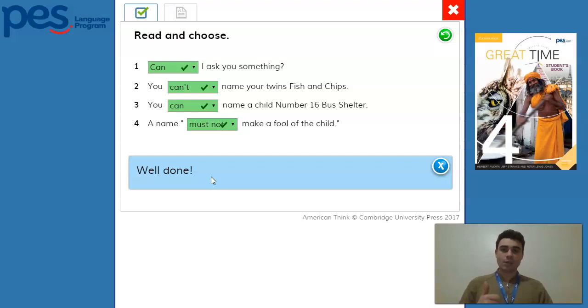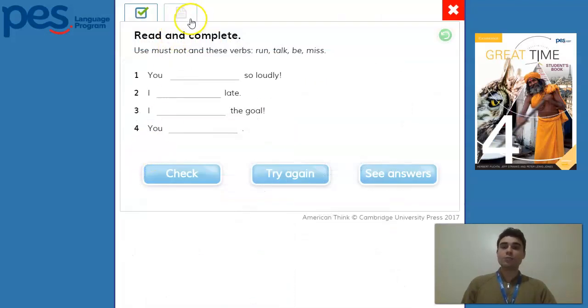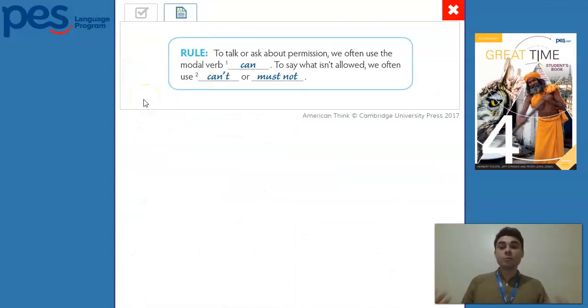Okay, very good. So going back, here we have the rule, right? And we need to complete the rule with can, can't, or must not, right? So let's check the rule here. The rule says, to talk or ask about permission, we often use the modal verb can, right? So, for example, can I ask you a favor? Can you lend me your pen? Can I go to the toilet? Can you pass me the salt?